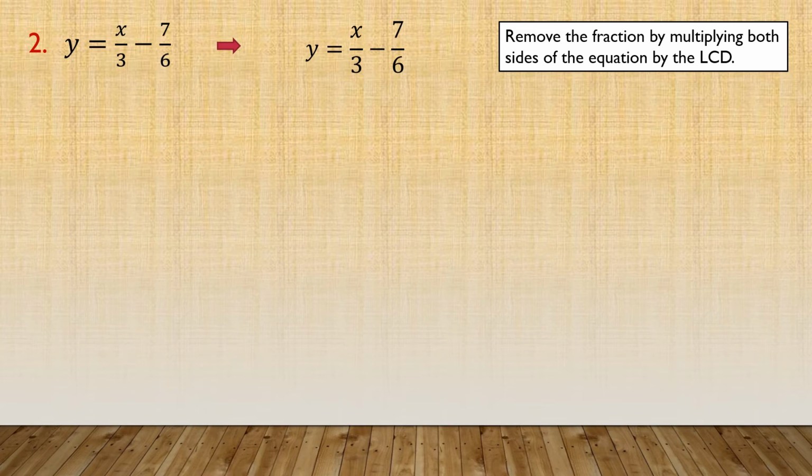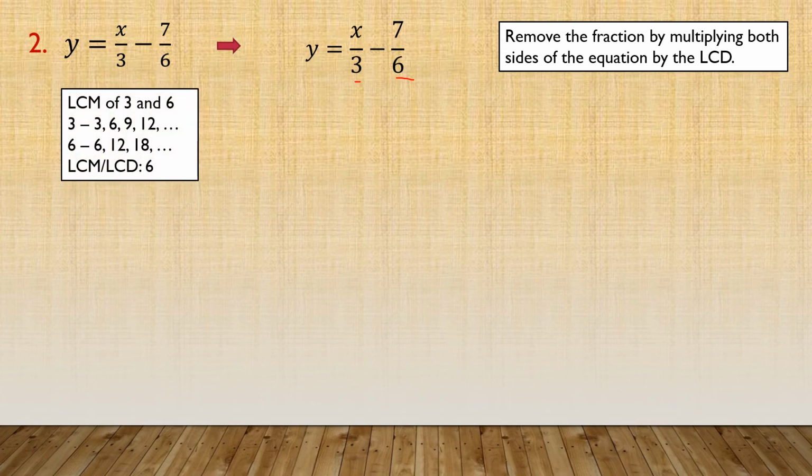So, kukuhanin lang agad yung LCD. So, LCD ng 3 tsaka ng 6. What's the LCD or LCM of 3 and 6? So, by multiples method, the LCM of 3 and 6 is of course 6. Ayan. So, alam niyo naman siguro yung paglilista ng multiples, no? Okay. I-multiply natin yung both sides ng equation by their LCM or LCD.